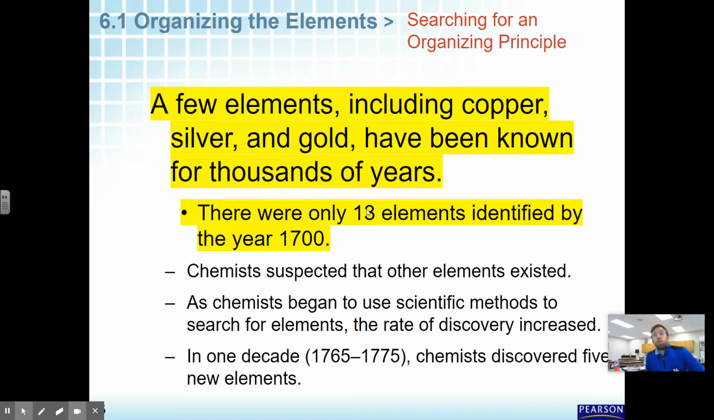So a few elements, including copper, silver, and gold, have been known for thousands of years. And by the year 1700, which was 320 years ago, there were only 13 elements that were identified. But other elements were expected to exist. And when elements started being discovered, it went pretty quick.